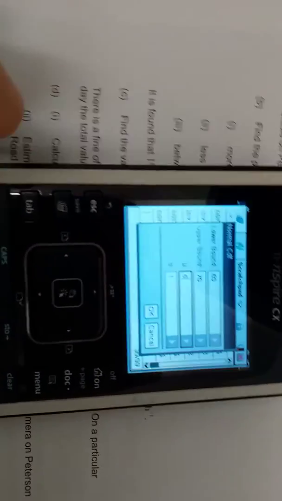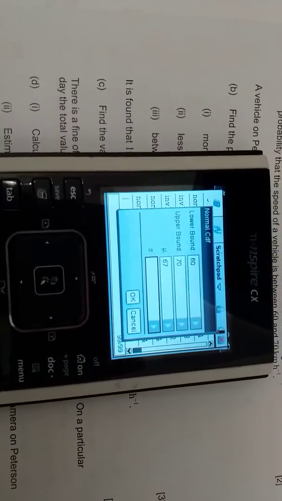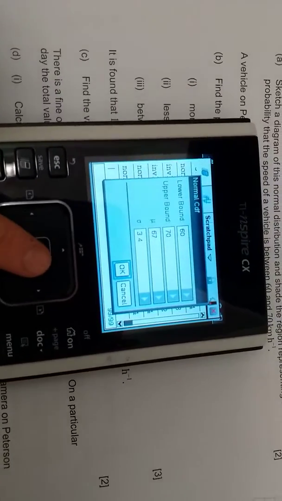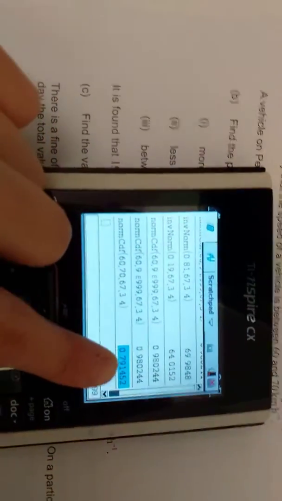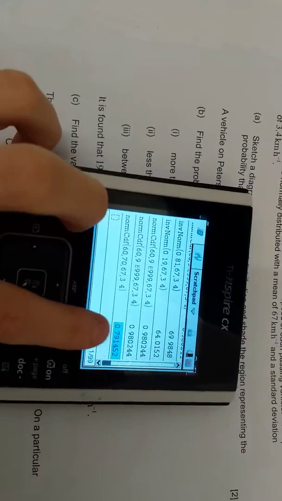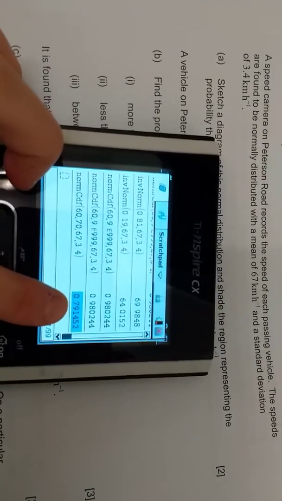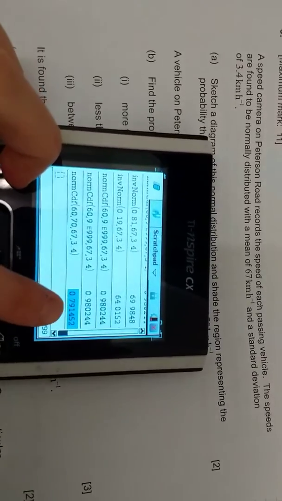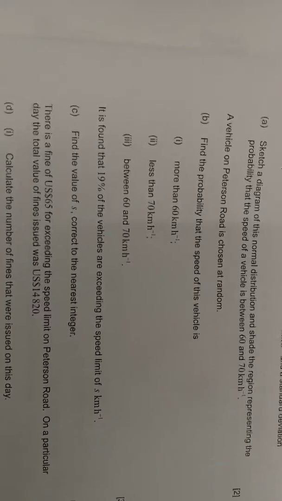So the mean is 67. We enter that all here, and 3.4, enter, there you go. That is the probability of it being between 60 and 70. That is either 79% or 0.791452 of probability.